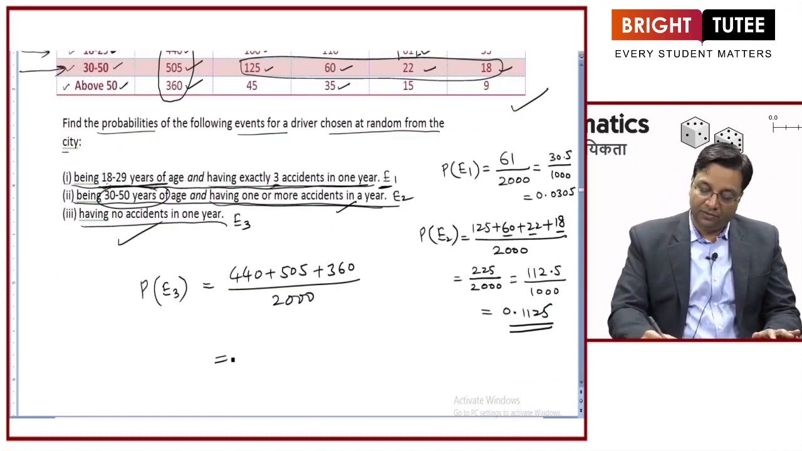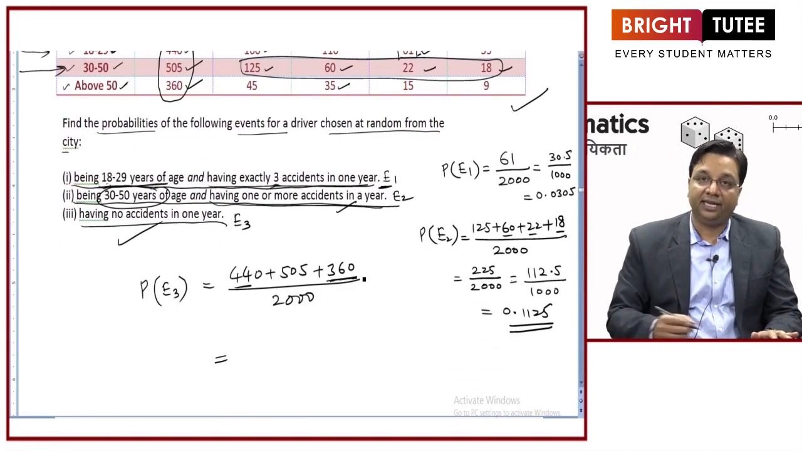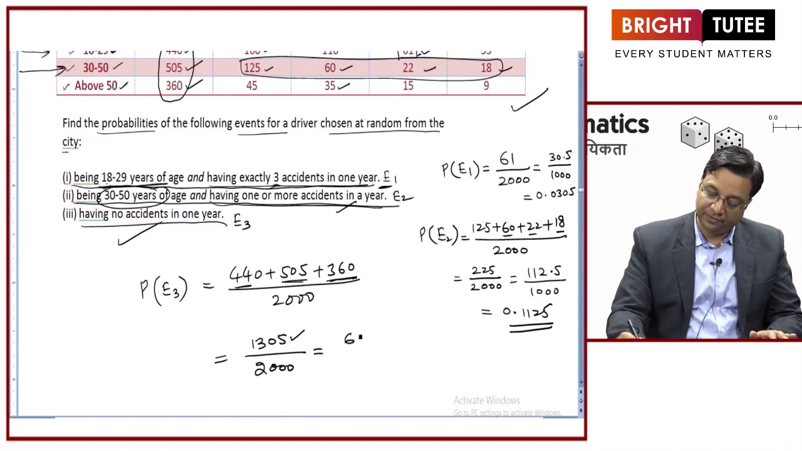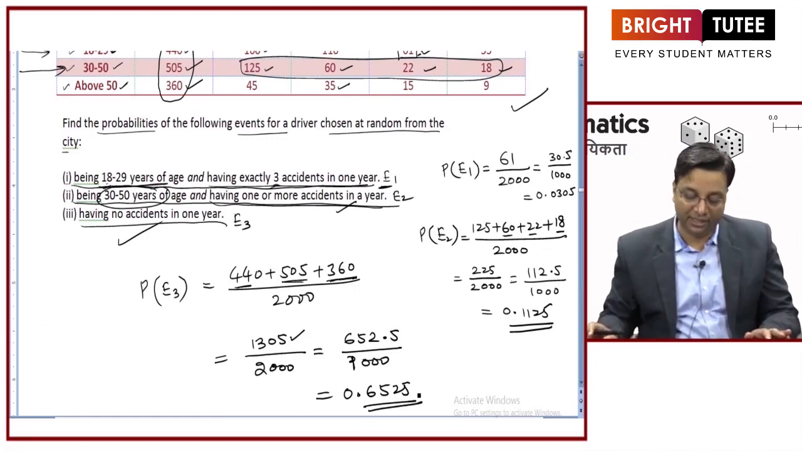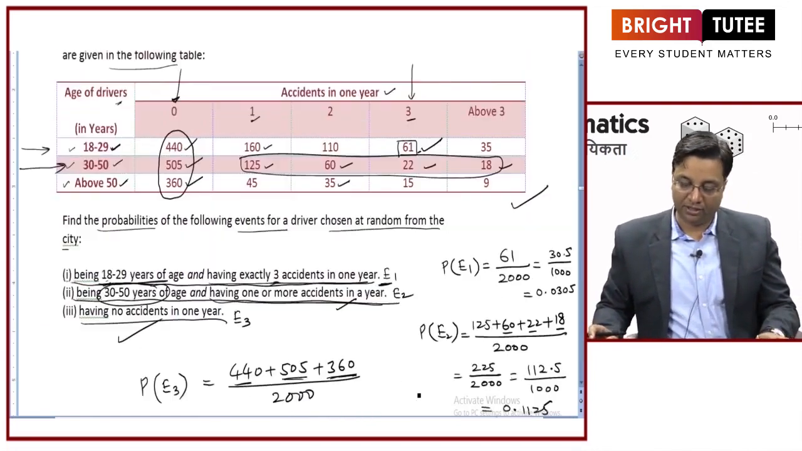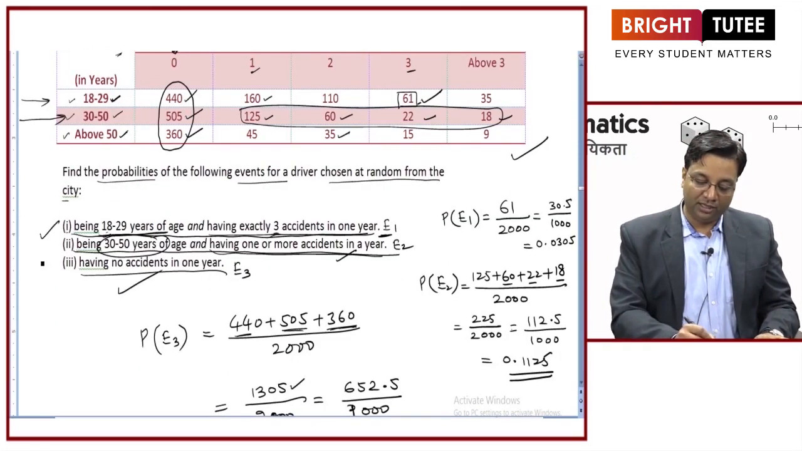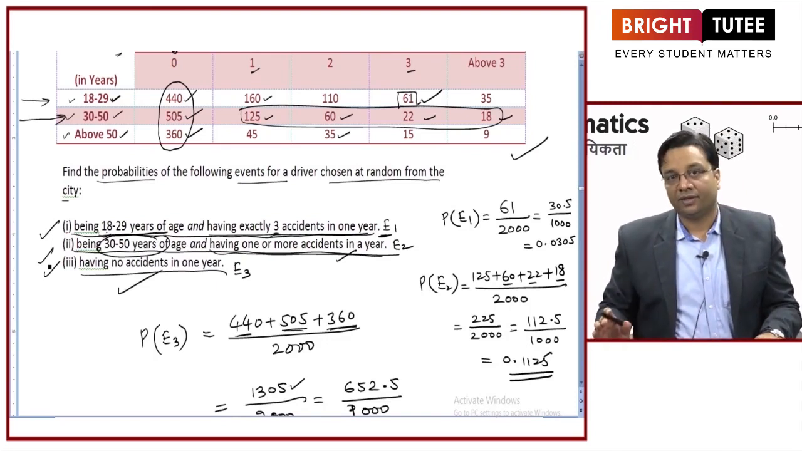Okay, 440 plus 360 is 800, 800 plus 505 is 1305 and it has to be divided by 2000. So I will divide this by 2 first, so it will give me 652.5 and then I will divide it by 1000. So it will give me 0.6525 as the probability of having no accidents in 1 year. Okay, so this is how we will observe and interpret this data and use this data to answer the questions asked in the question.